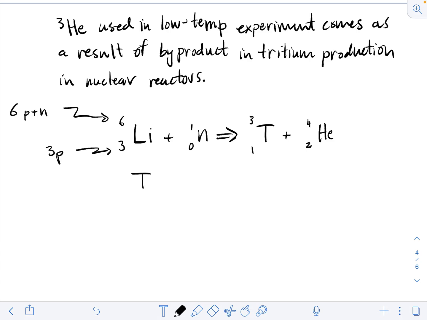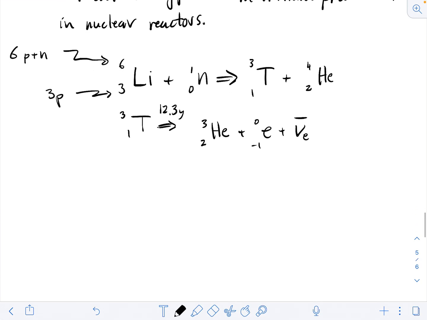So anyways, there's no helium-3 in that reaction, but the tritium has a half-life of about 12 years, and it decays into a helium-3, so 2 protons and 1 neutron, plus an electron, and an antineutrino.